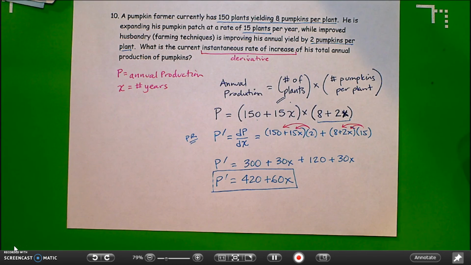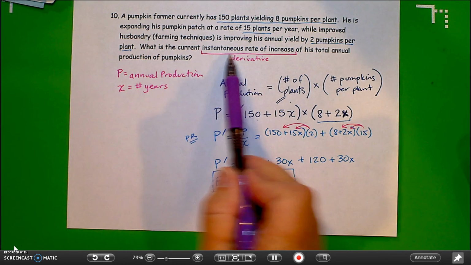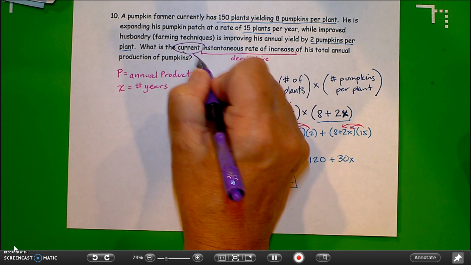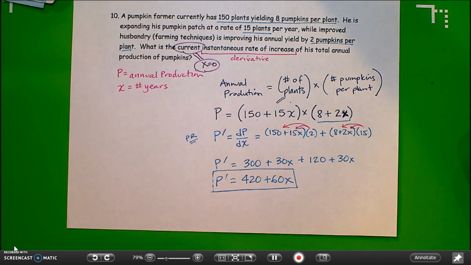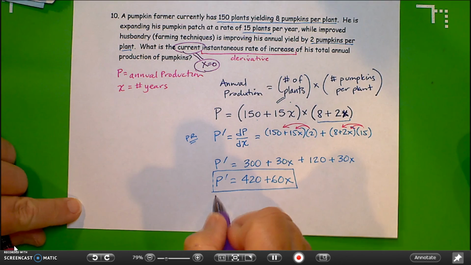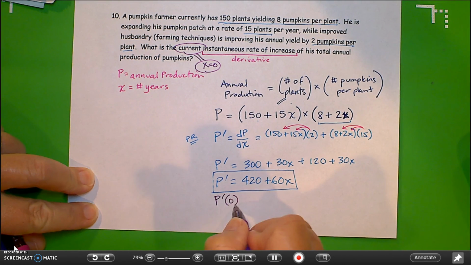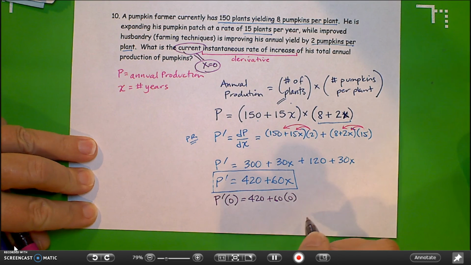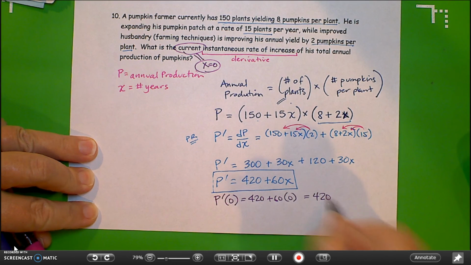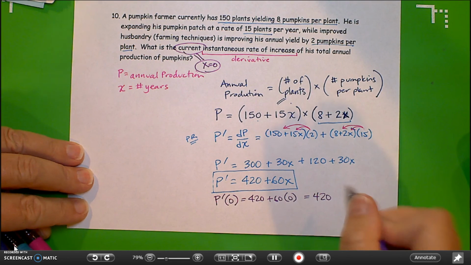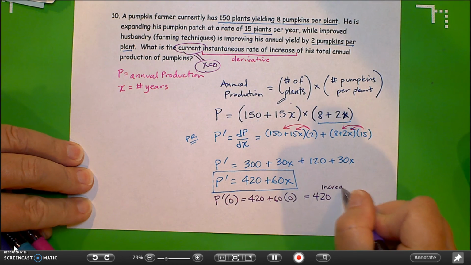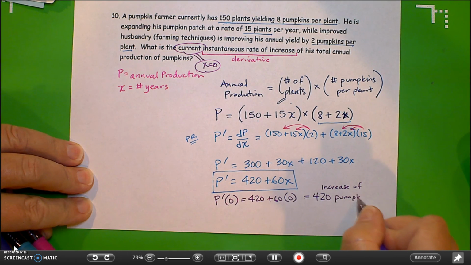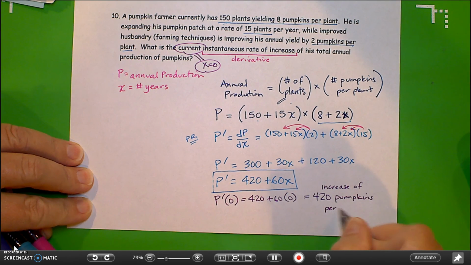The problem asked for the current instantaneous rate of increase. So current, that is x equals 0. So I simply have to evaluate P prime at 0. So I get 420 plus 60 times 0, which is just 420. So I have an increase of 420 pumpkins per year.